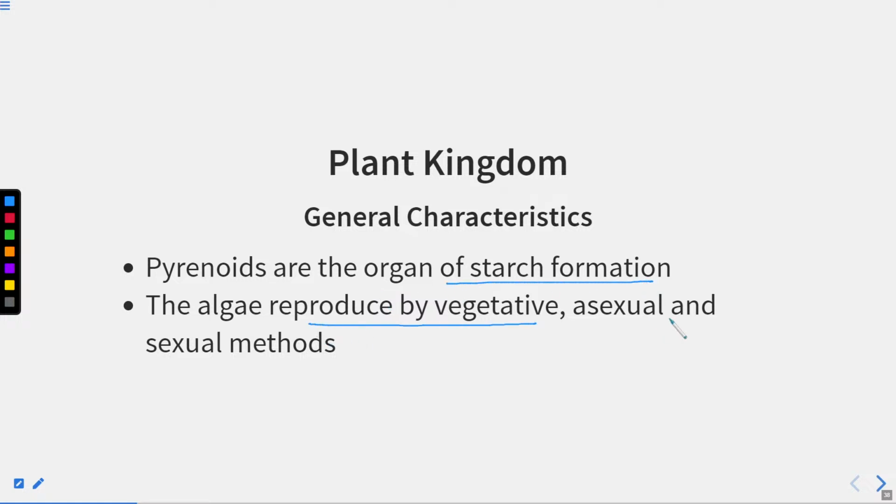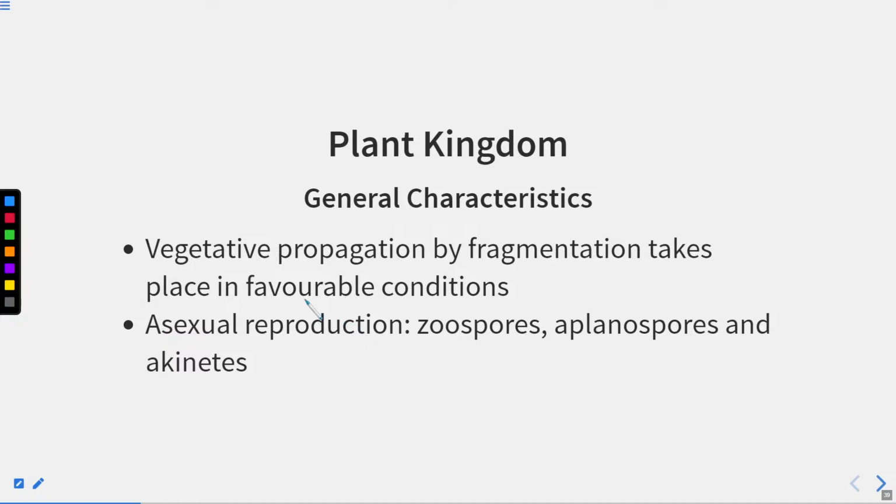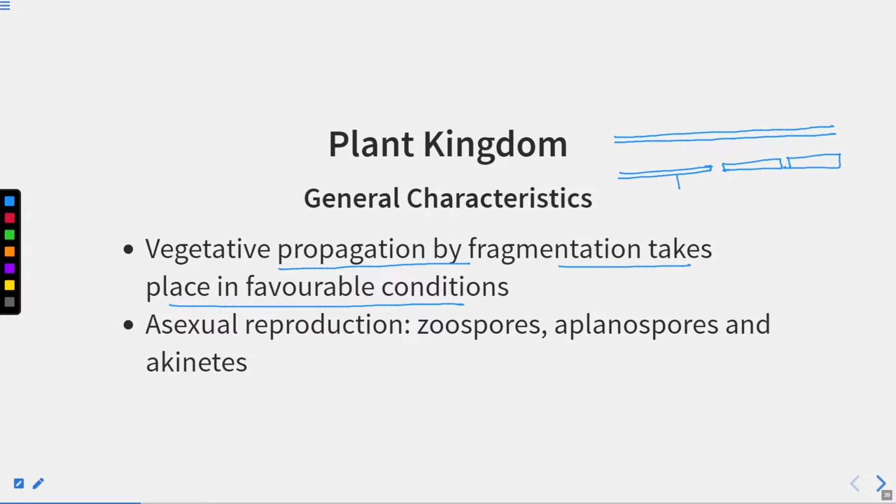Algae reproduce by vegetative, asexual, and sexual modes. So we have all three different types of reproduction: vegetative, asexual, and sexual methods. Let us see one by one. Vegetative propagation by fragmentation takes place in favorable conditions. Suppose Spirogyra is there. Due to water currents, sometimes so heavy, it breaks the Spirogyra into two or three fragments, and all these fragments now behave as new individuals. So this is a form of vegetative propagation, right? And this occurs in a favorable condition.